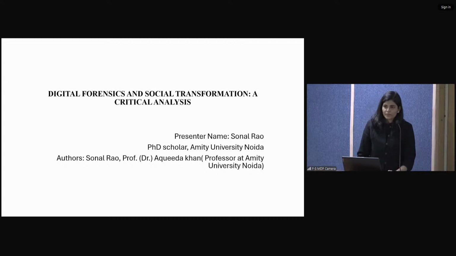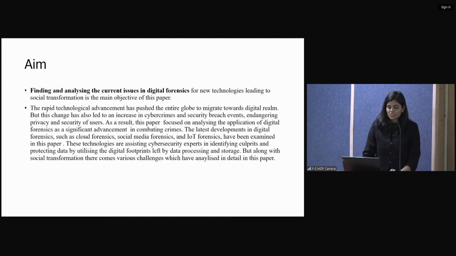Good afternoon, everyone. My topic is digital forensics and social transformation, a critical analysis. My name is Sonal Rao, and I would like to start my presentation by focusing upon the aim of my study. It is finding and analyzing the current issues in digital forensics leading to social transformation.